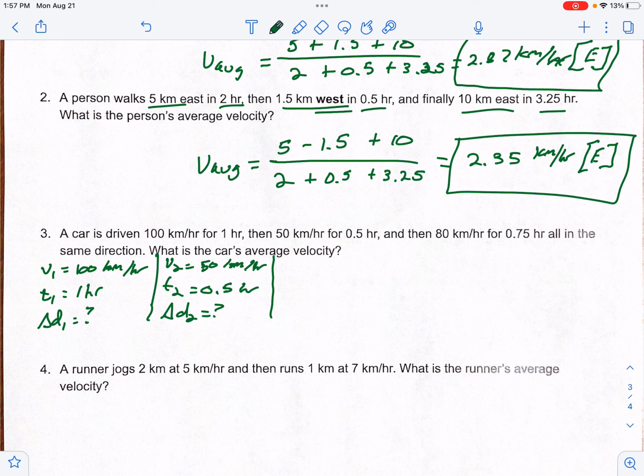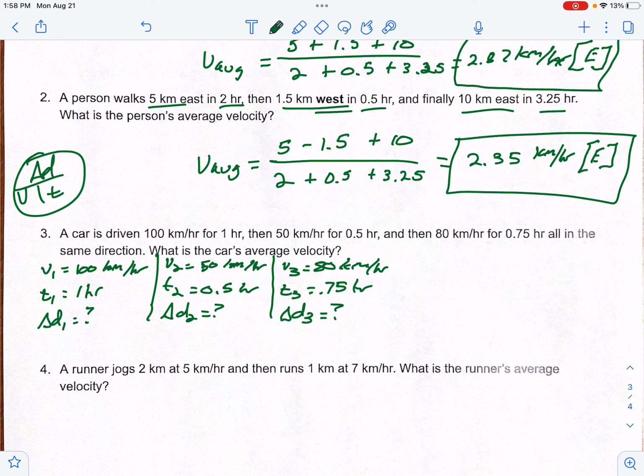Then 80 kilometers per hour. So velocity 3, 80 kilometers per hour. T3 is going to be 0.75 hours. And displacement 3, we don't know. Okay, so what we're going to do is you can use your equation. You can do the whole V, D, T circle if you want, or V equals D over T. So if I'm looking for displacement, I would cover up displacement. So that's V times T.